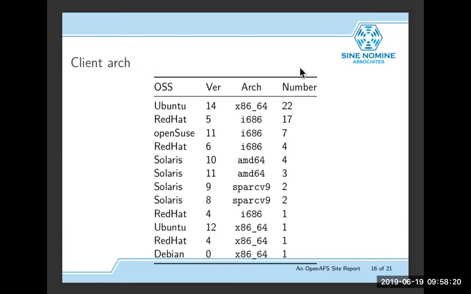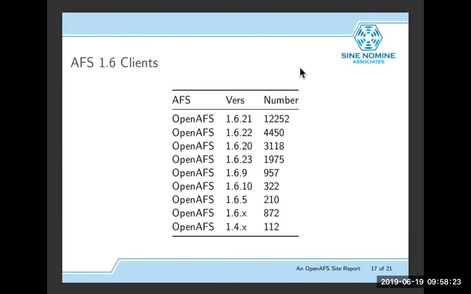Engineering, test, development, things like that. In terms of clients, this is the breakdown of versions in the plant. Most clients are fairly recent, 1.6.21, 12,000 of them. Then there are some other clients, mostly 1.6 clients. There's 1.6.23, which was being rolled out. And there are about 100 1.4 clients that are probably going to stay 1.4 until that hardware is refreshed, I imagine.